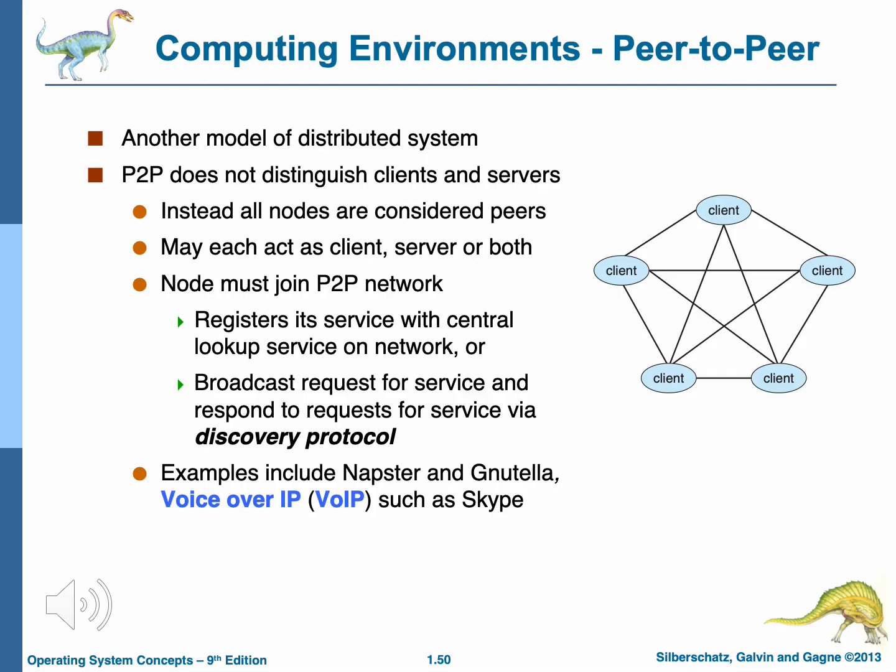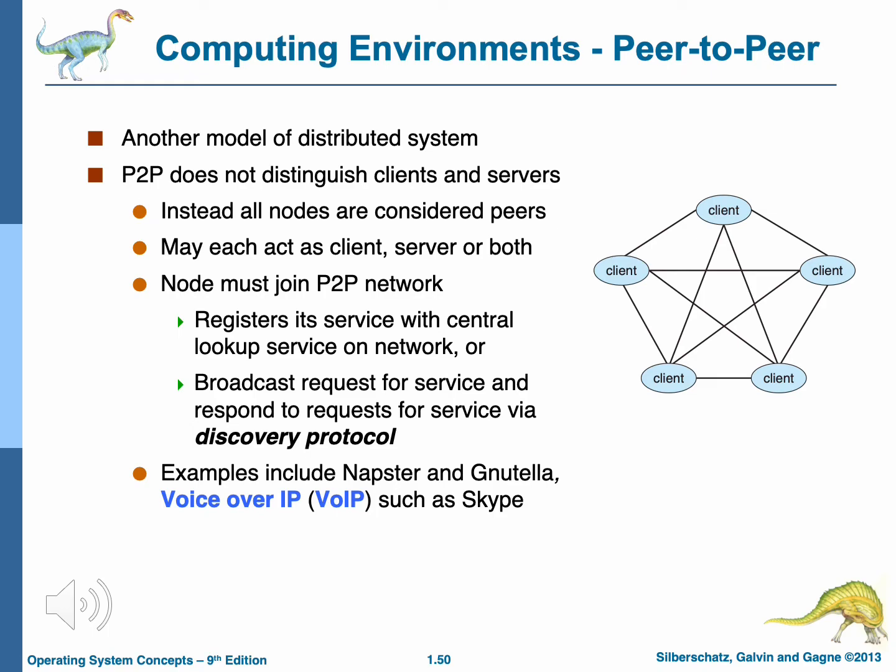Peer-to-peer computing. Another structure for a distributed system is the peer-to-peer (P2P) system model. In this model, clients and servers are not distinguished from one another. Instead, all nodes within the system are considered peers, and each may act as either a client or a server, depending on whether it is requesting or providing a service.